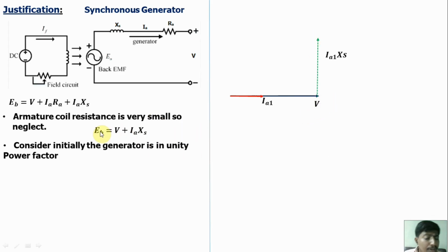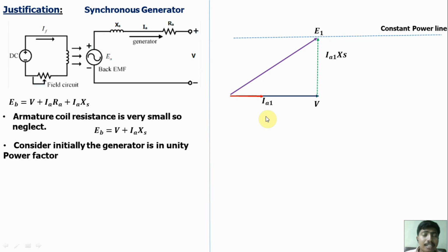Now the back EMF will be the addition of voltage and this drop. So we get this, which is E1. E1 means excitation at unity power factor, and IA1 means armature current at unity power factor. We know that a synchronous generator will deliver constant power. Output power is constant, so we draw the constant power line.